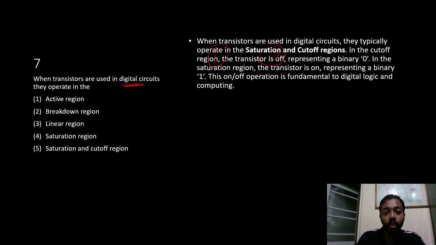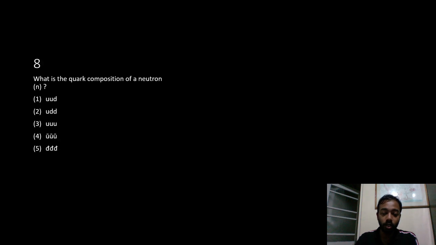Here the saturation region represents the binary 1 or the on state, whereas the cutoff region represents the binary 0 or the off state. Right. So that is also an interesting question.